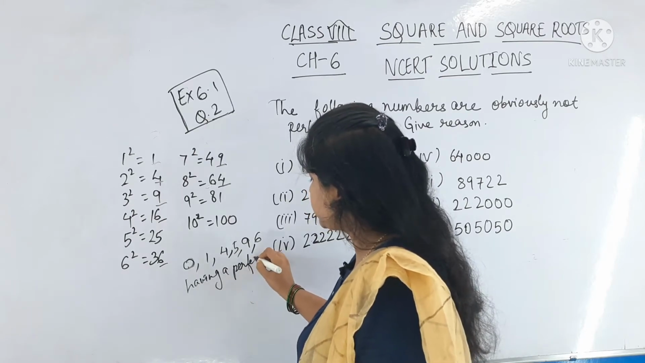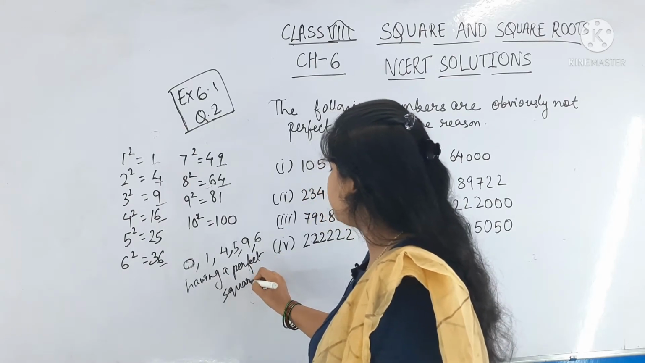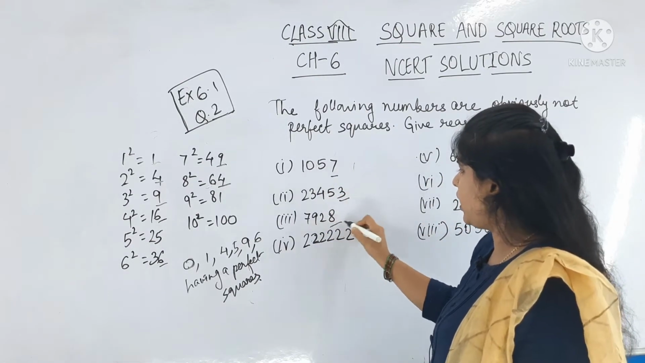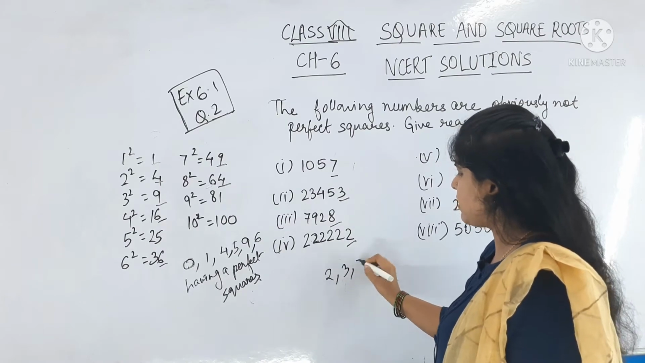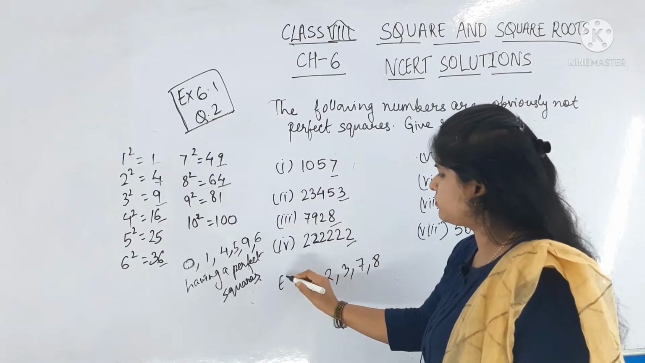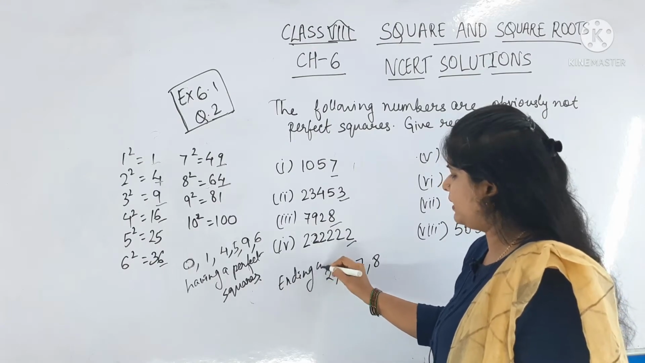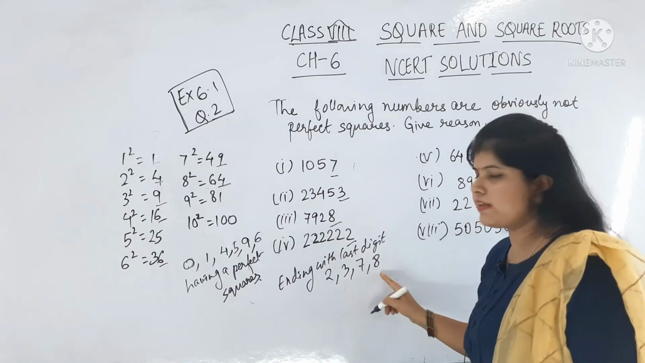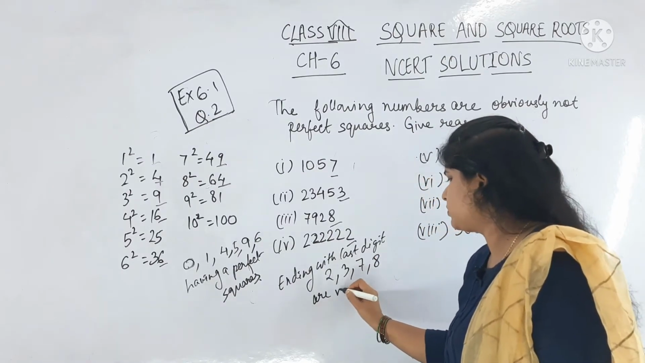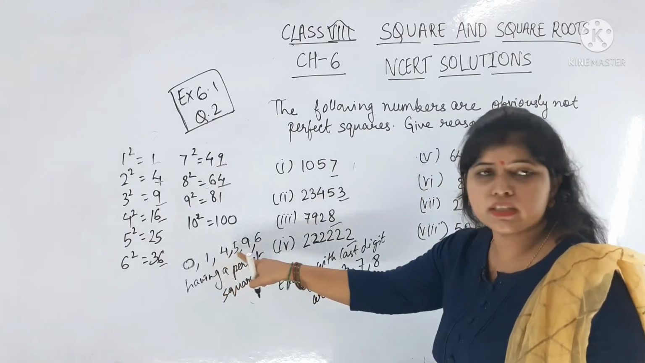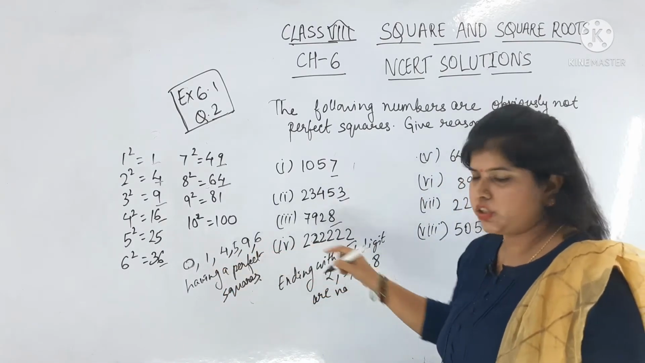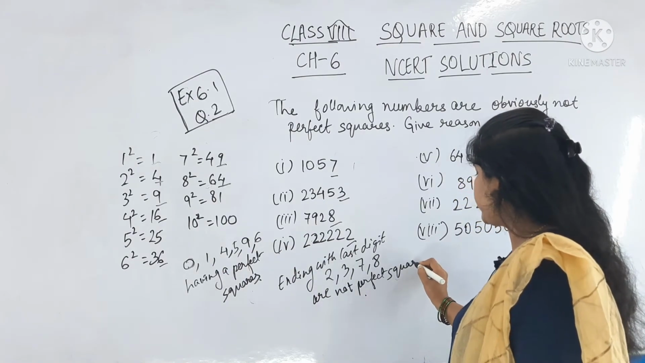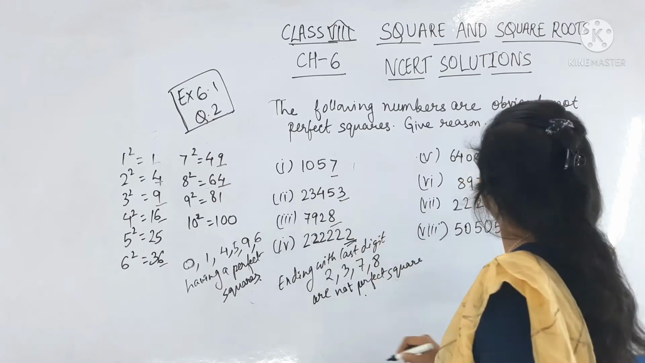So here you can see that we don't have numbers like 7, 3, 8, 2. Numbers ending with the last digit 2, 3, 7, 8 are not perfect squares, because perfect squares end only with the digits above.